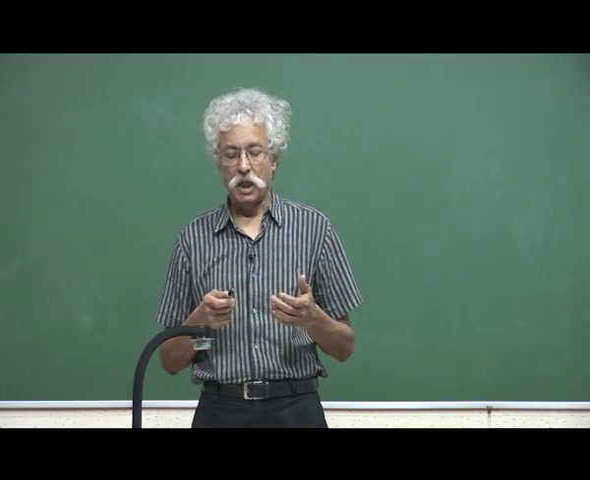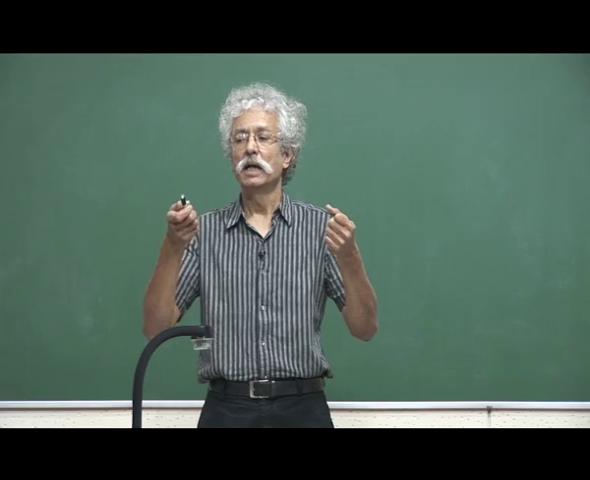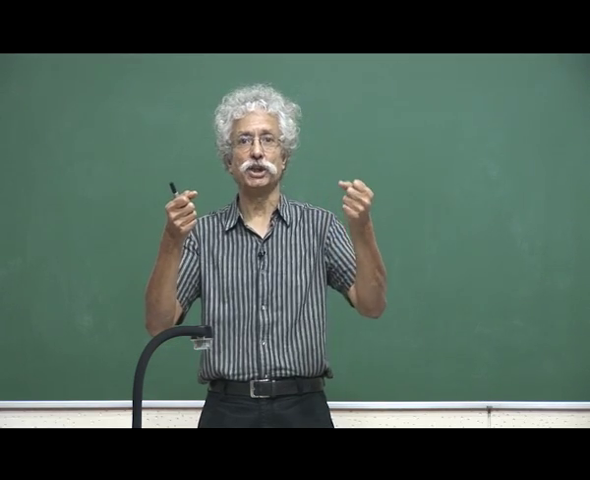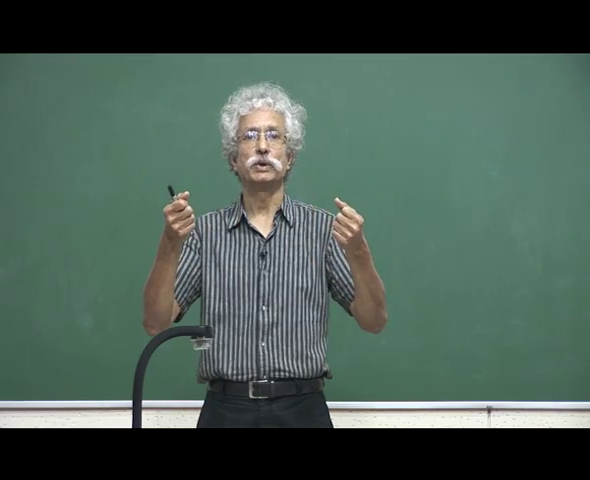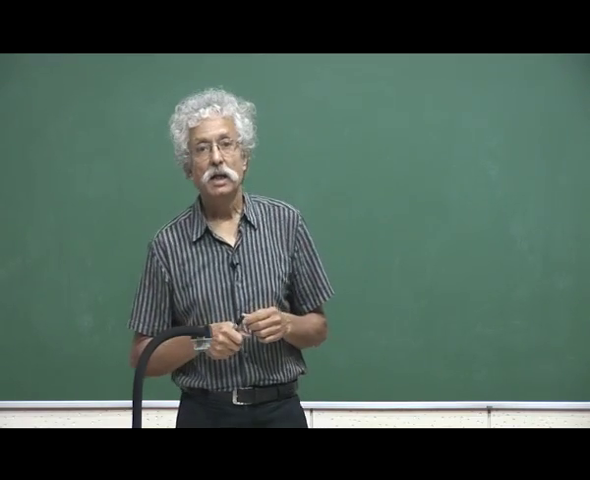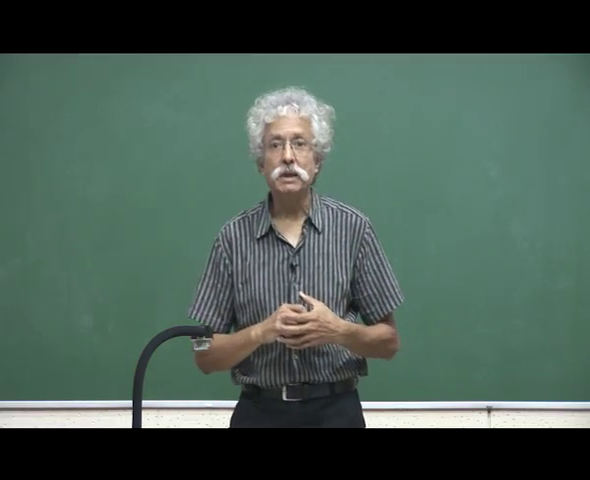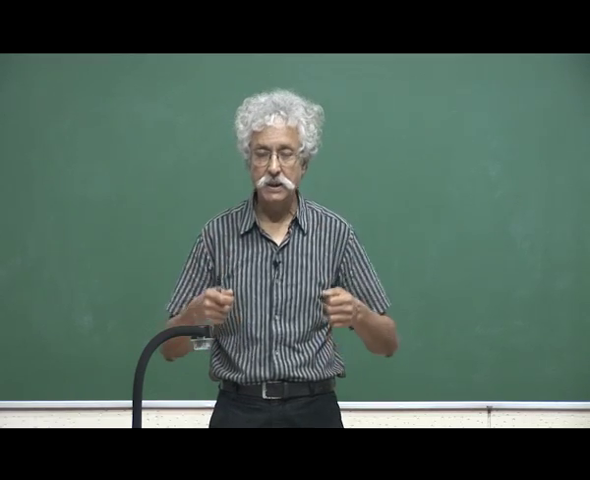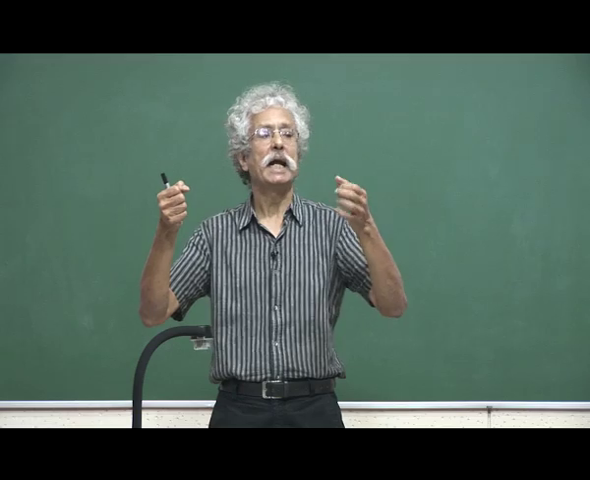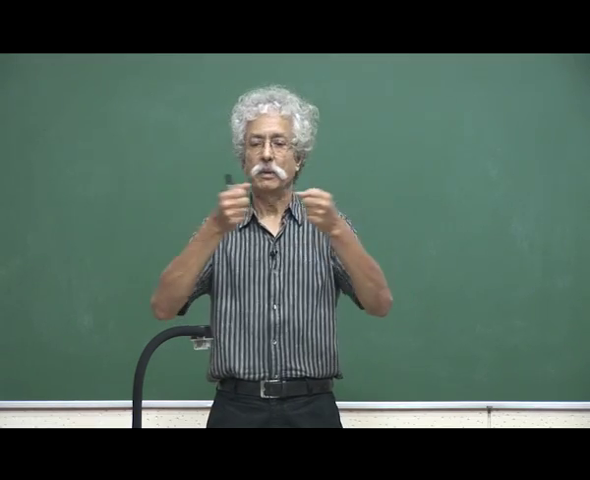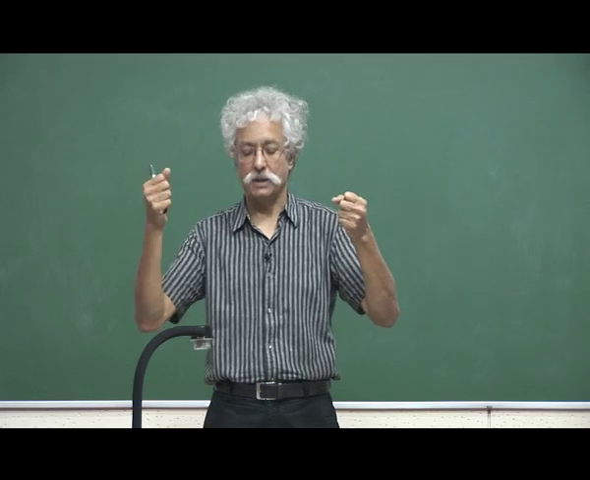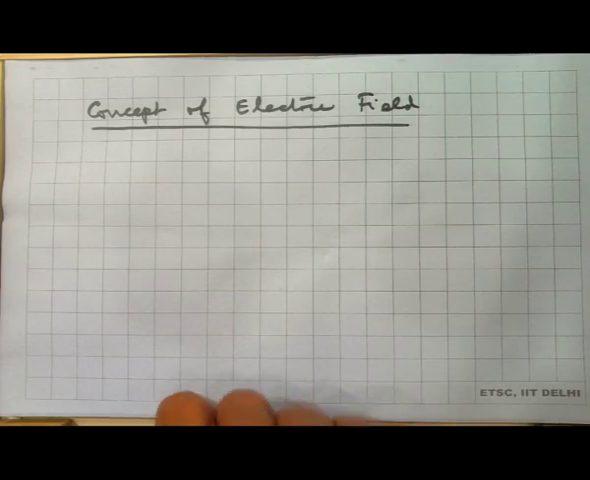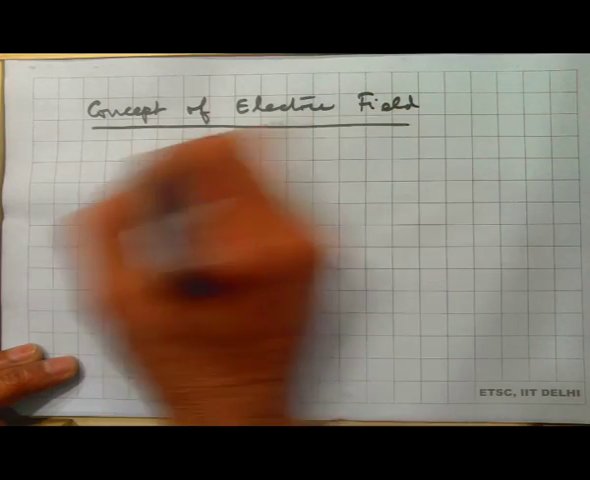So, the question is, how does this force get transmitted? How is this charge able to attract or repel another charge, although there is no direct link between them, no string connecting them, no object connecting these two? So, one way to visualize this is to assume that there is action at a distance. That means, I can assume that this charge can act on this charge, although there is no apparent connection between these two. Similarly, this charge can affect this charge, either attract or repel it. There is another very nice way of describing this effect, and that is through the concept of electric field.